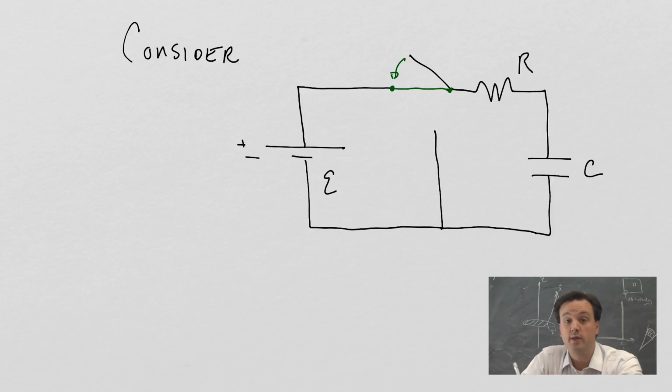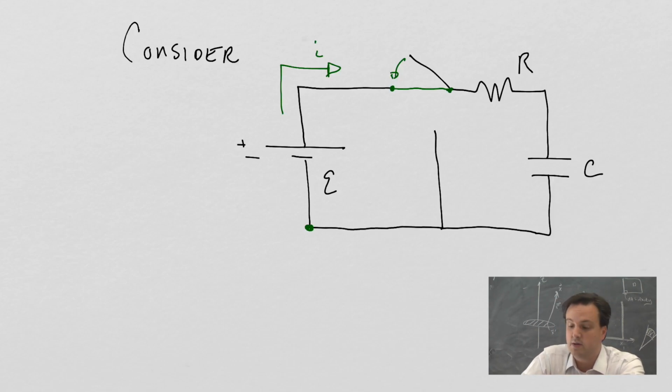I end up with just one loop around which the current can flow that goes from the battery to the resistor to the capacitor. If I set up Kirchhoff's loop rule, I'll start right below the capacitor here. I'll assume that the current is flowing through the circuit in the clockwise direction. Again, this may be wrong, and I'll just get a minus sign when I finally solve for the current.